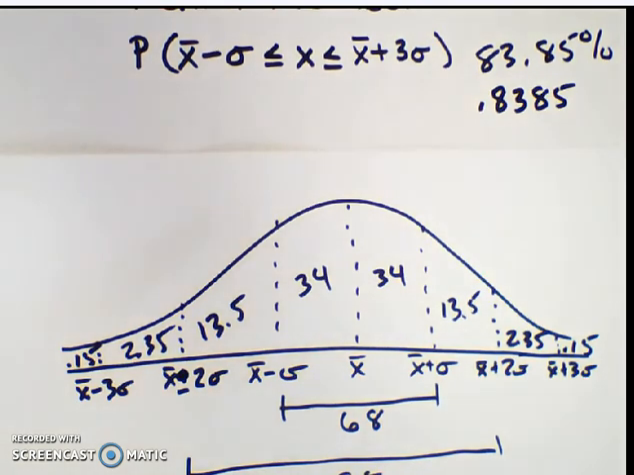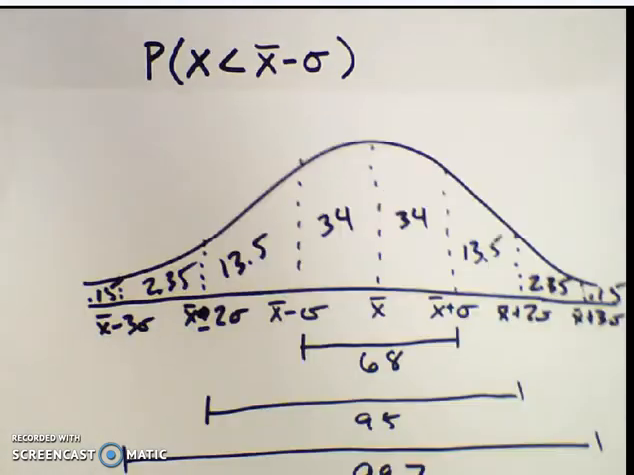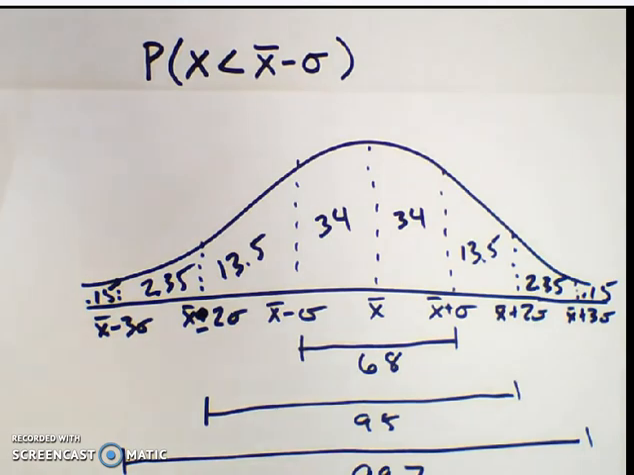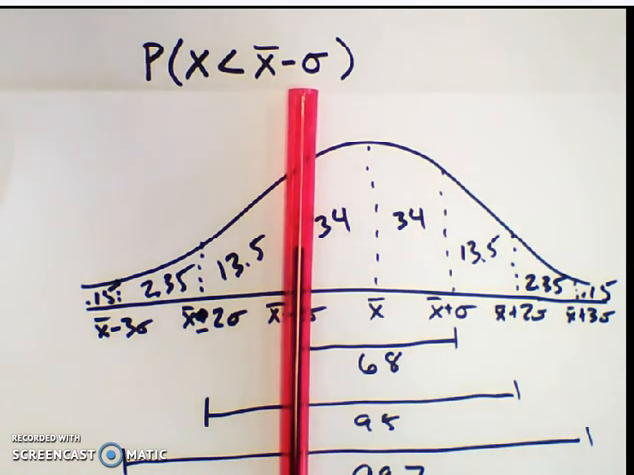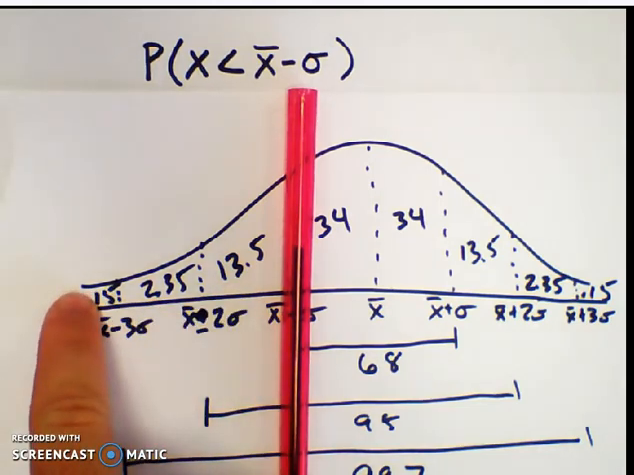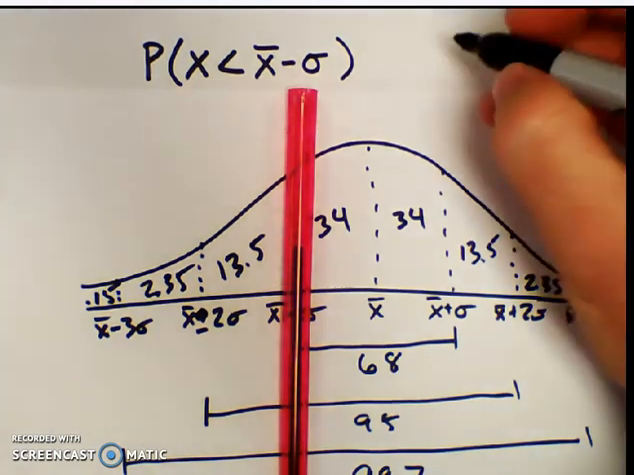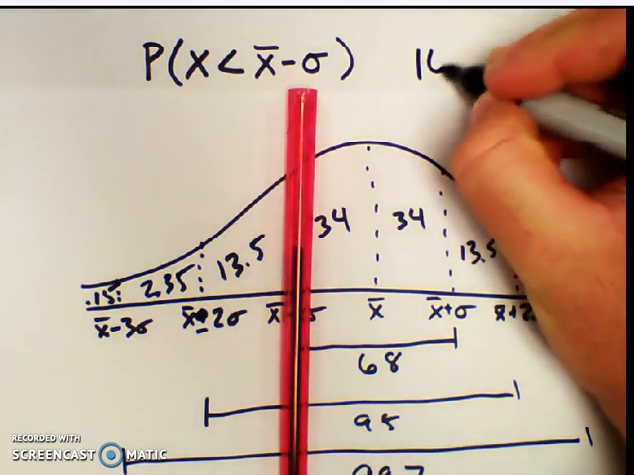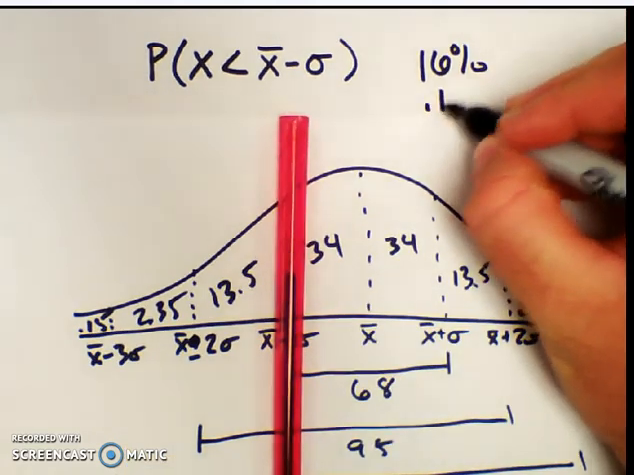Okay. All right, for this one, same thing. Once you have your chart drawn, look at it, find the 1 deviation below, which is what this is, and you want to find the values of what's less than that. So all of these 3 percentages here, what you're adding together. When you add 13.5 plus 2.35 plus 0.15, you get 16%. That is a probability, is 0.16.